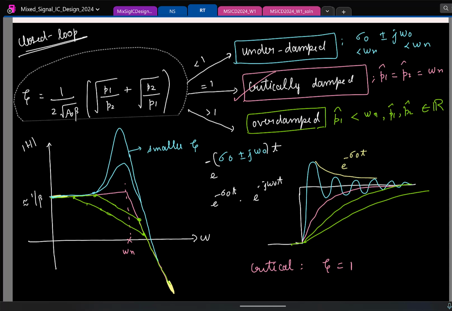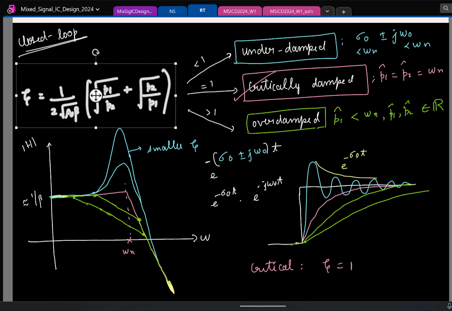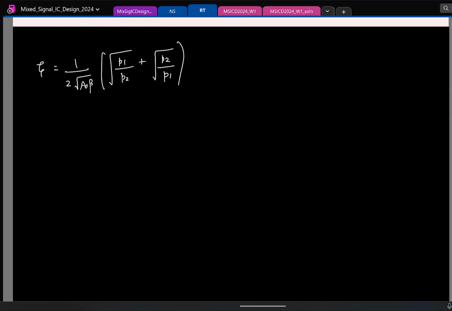I know what is the damping factor. So I know this should be equal to 1. Let's see how I can make it 1. I want this to be exactly equal to 1. Right?